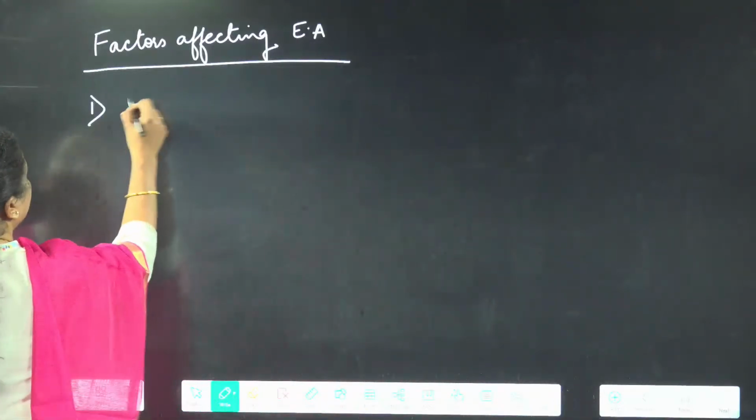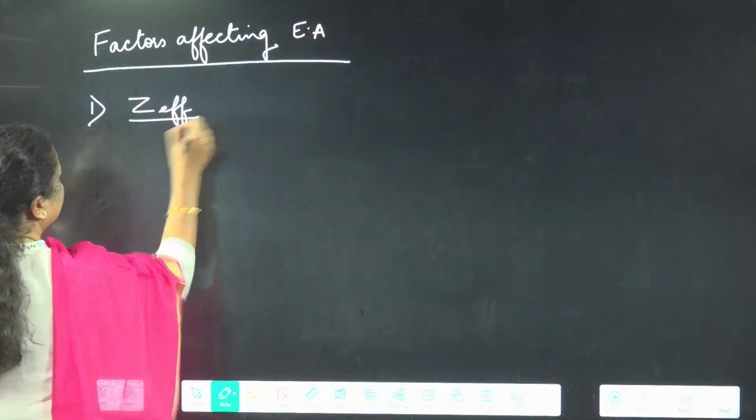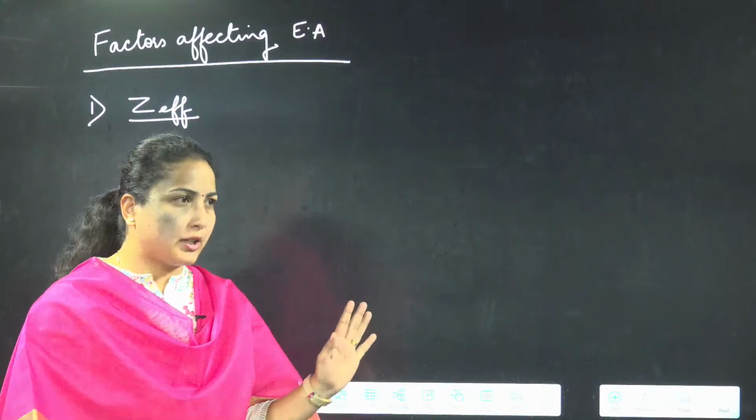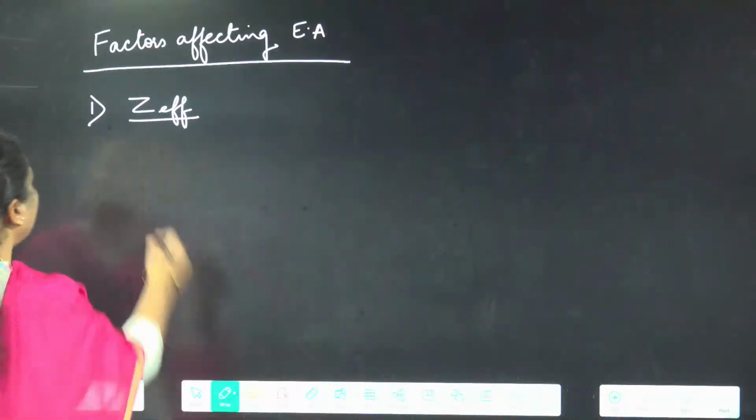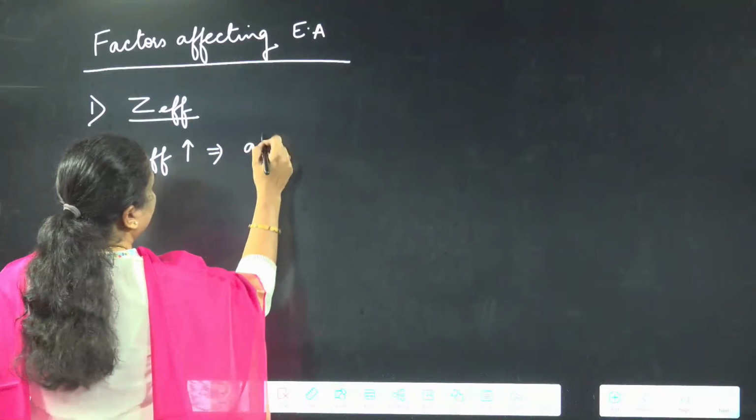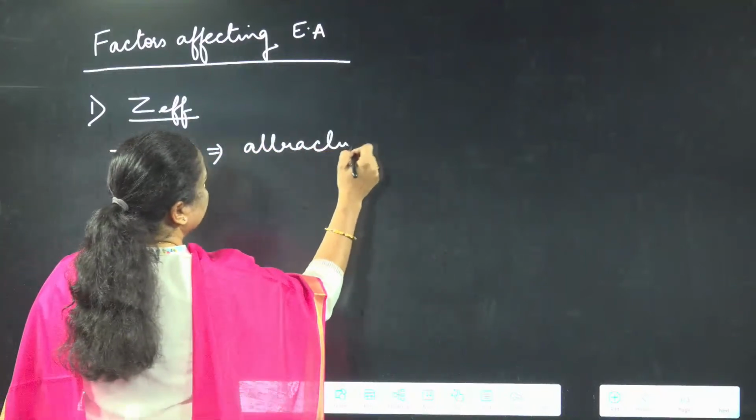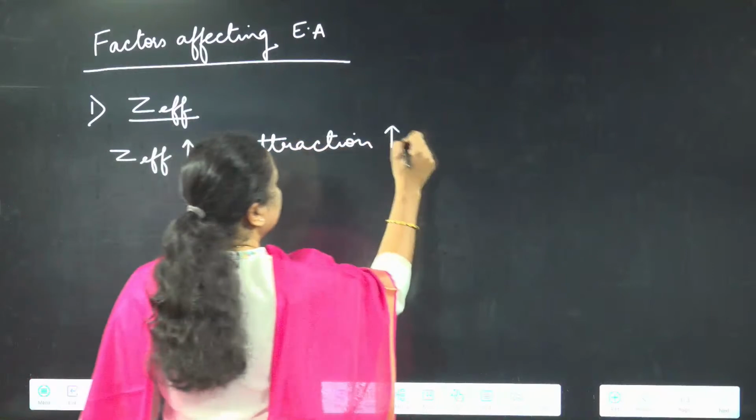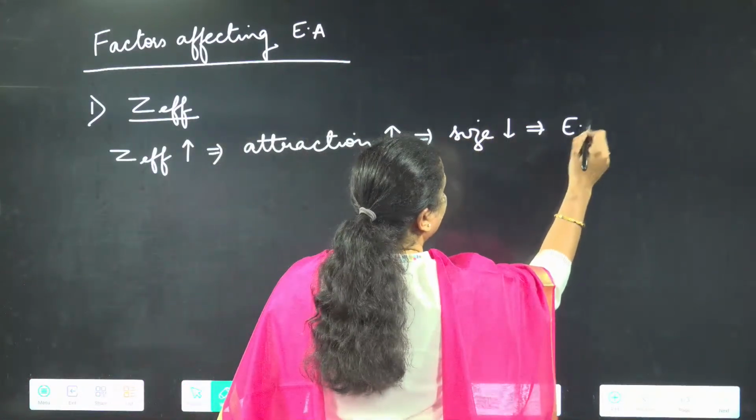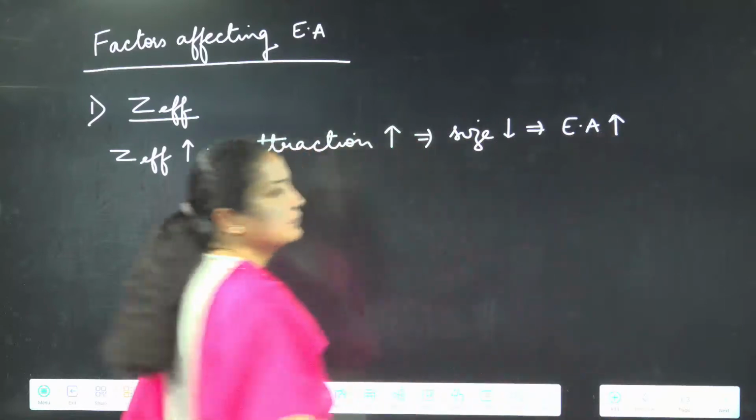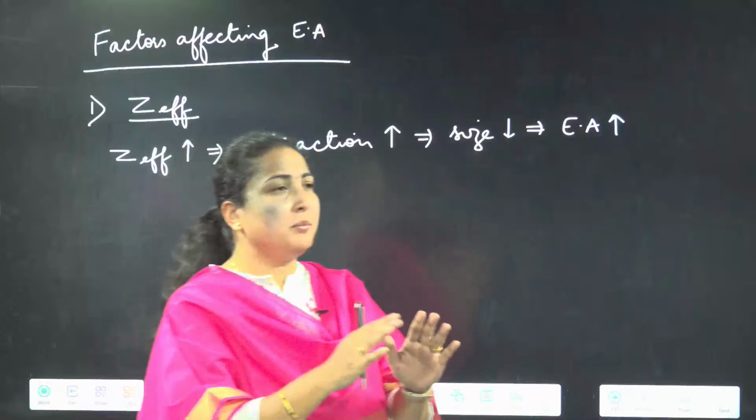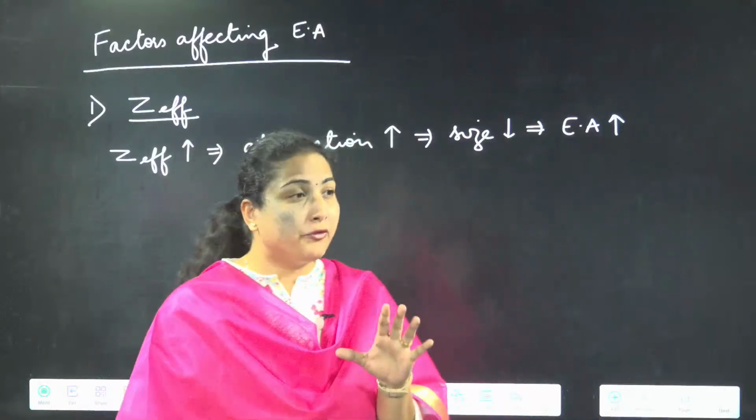Now the first one is Z effective, right? This Z effective represents the nuclear force of attraction. So if Z effective increases, then attraction is increasing, and if attraction increases, the size of that atom is going to decrease and hence electron affinity increases, right? Because the electron also wants to come to the atom where it feels that attention.